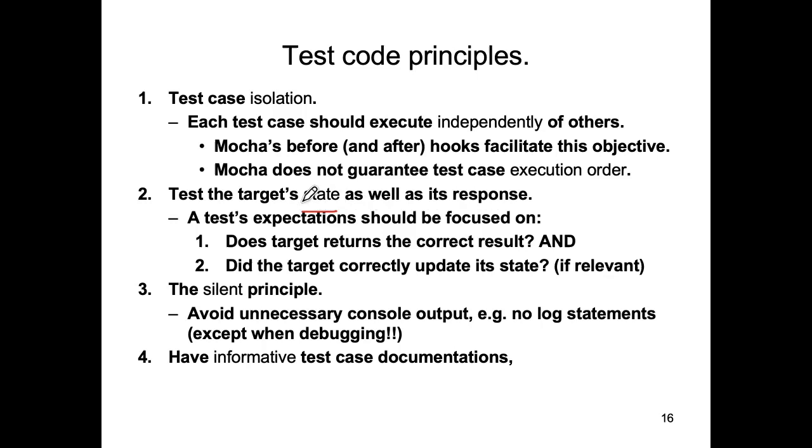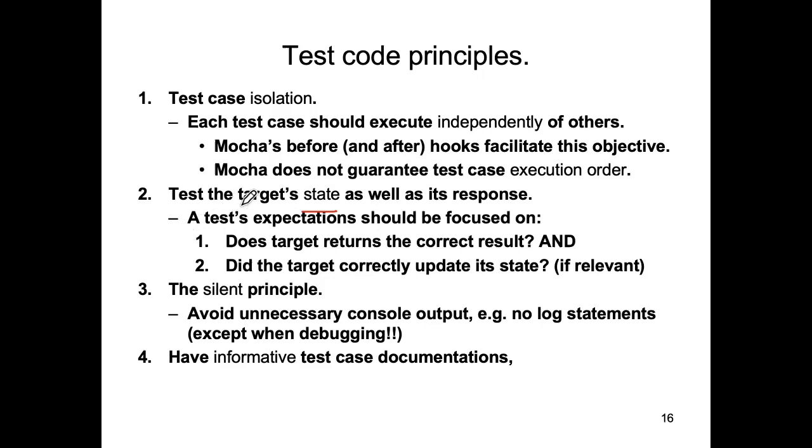Just because a method returns the right response, that doesn't necessarily mean that it has made the correct updates to whatever state is relevant to it. In the case of the catalog, as I said, the state is just one variable, which is that array of products, but it could be larger than that. And so we would also need to ensure that whatever method we're testing does make the correct change to the target's state. We need to remember that.